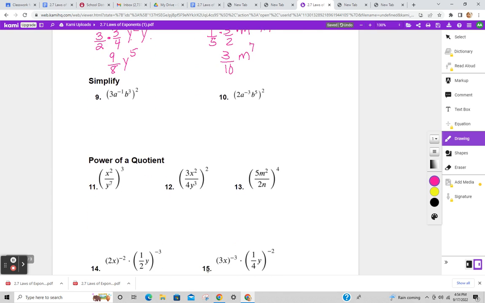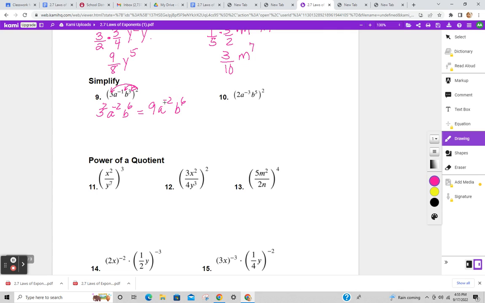All right, we will use the power of a product rule in the next two problems. We're going to distribute the 2 to each factor, so we'll have 3 squared. Distribute the 2 to this factor, we'll have a to the -1 times 2, which is -2. Distribute the 2 to this factor, we'll have b to the 6th power, 3 times 2. We can simplify this some more. This is going to be 9, a to the -2nd power, b to the 6th.